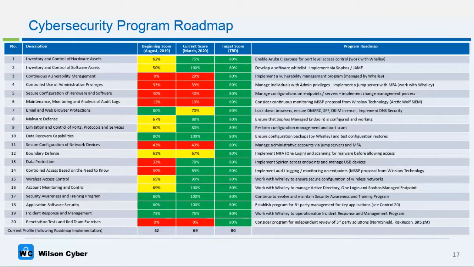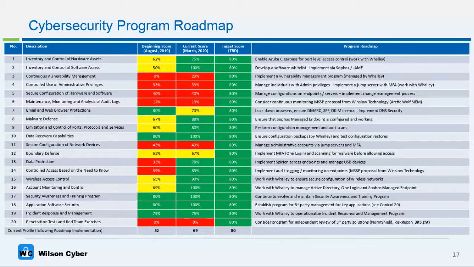My beginning score was in August of 2019. As I said earlier, it started with a 52. And you can see the different areas of focus for the 20 critical controls and what our initial scorecard looked like. We then did an assessment 9 months later in March of 2020, and it had improved from a 52 to a 69 through the implementation of some programs by the organization. We'll talk about what some of those were. So we had considerable improvement, and then our target score remains as an 80.